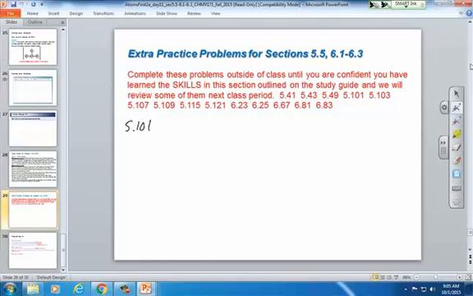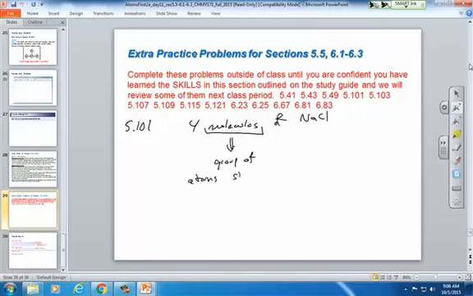So 5.101 asks, what's wrong about the phrase 4 molecules of NaCl? The problem with that phrase is that a molecule, by definition, is a group of atoms sharing electrons. So that would involve atoms that have covalent bonds between them.